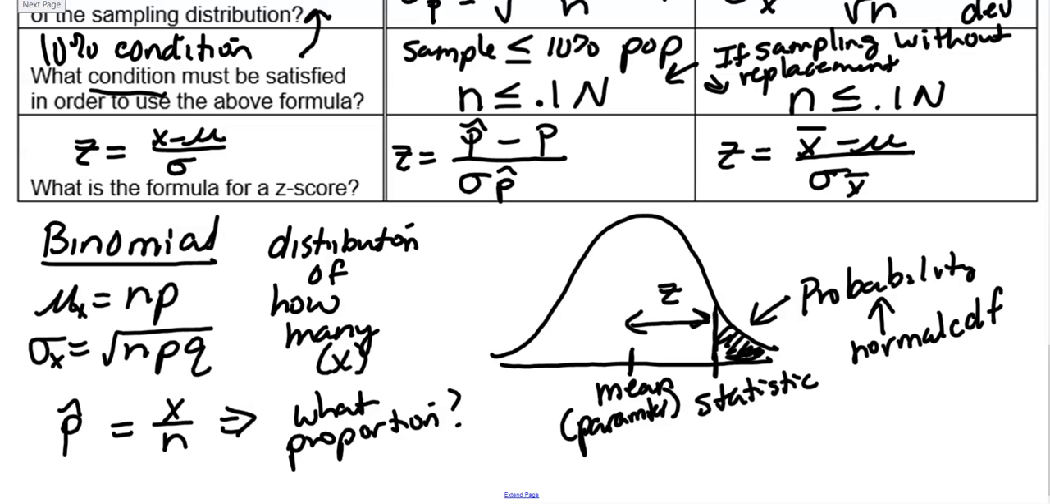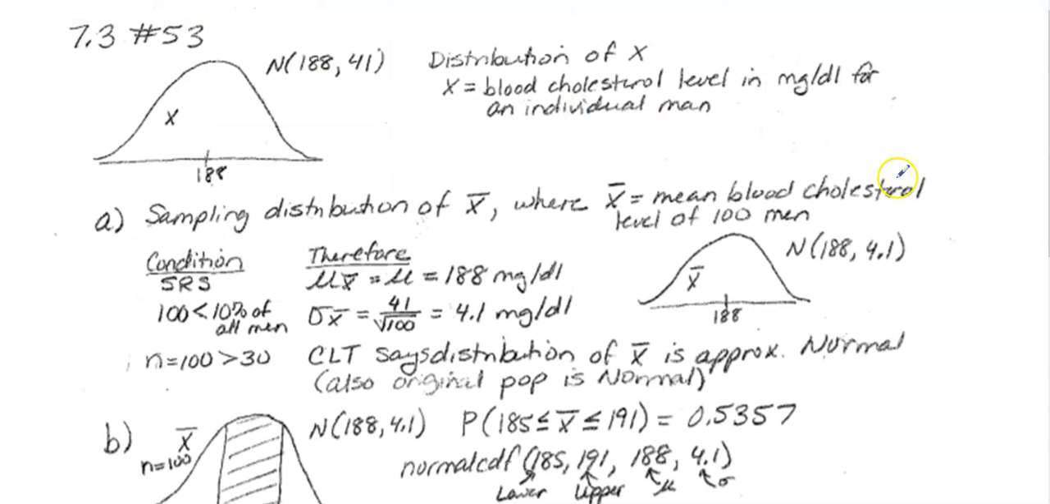Now, the other thing I passed out in class today was the key to 7.3 number 53 and 7.3 number 55, and I did that for two reasons.